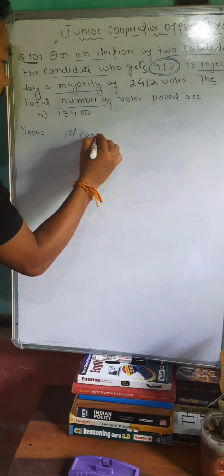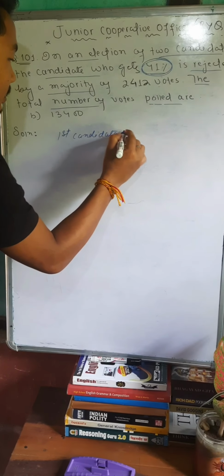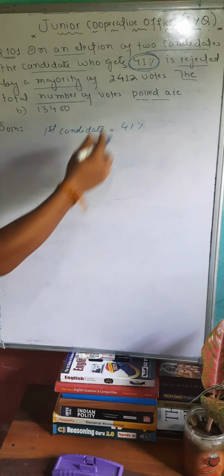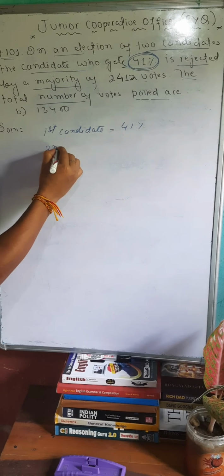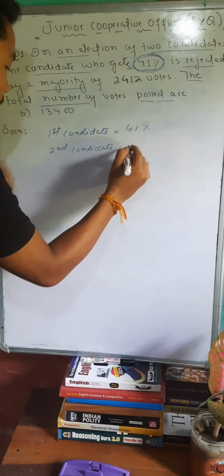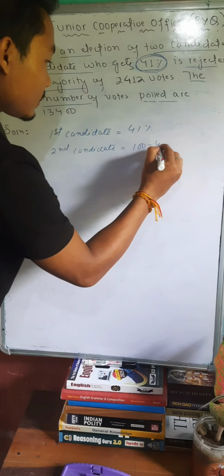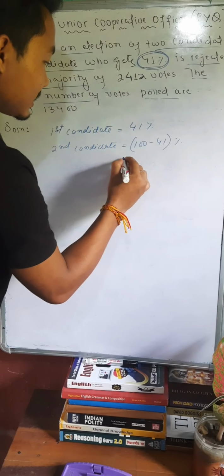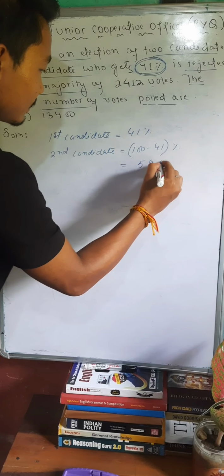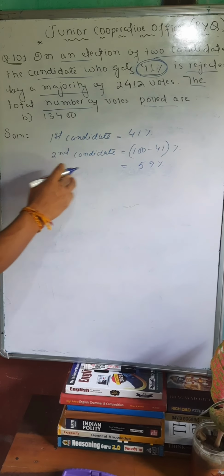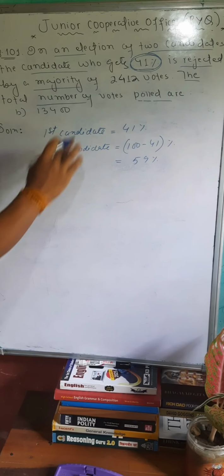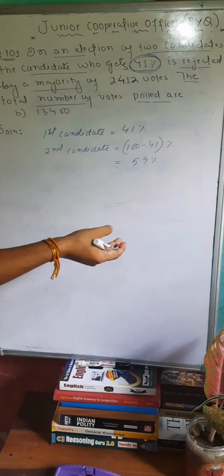The first candidate got 41% of the vote. Then the second candidate will get 100 minus 41%. So 100 minus 41 will give us 59%. So the second candidate got 59% of the vote. What is the total number of votes polled? We need to find the total number of votes polled in an election.